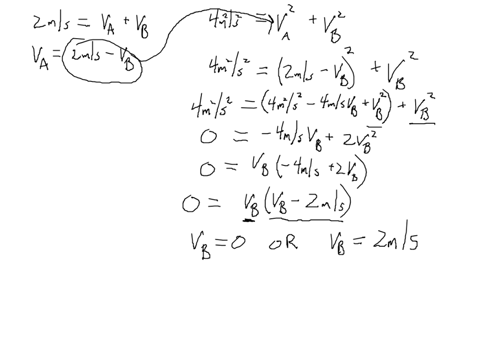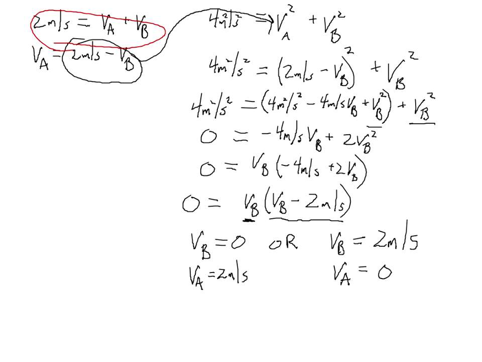Go back up here to our original equation, and use what we found for VB to also solve for VA. If VB is 0, then VA is 2. If VB is 2, then VA is 0. So how are we going to decide which one of these is the correct answer?